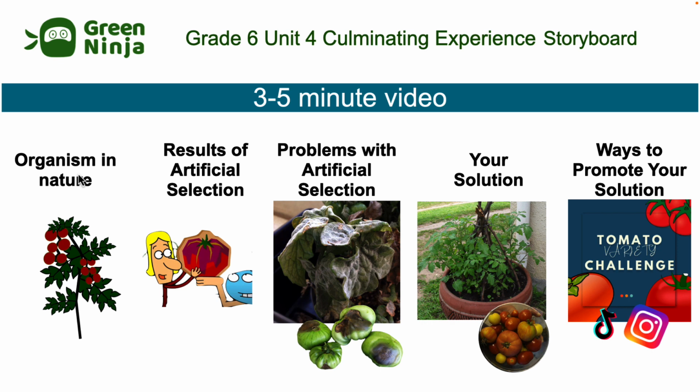They need to talk about the organism's experience in nature, the results of artificial selection and how it changes the diversity of that organism, problems with artificial selection that can happen in this organism, their solution for promoting genetic diversity, and ways to promote that solution, a plan for how to get the word out.